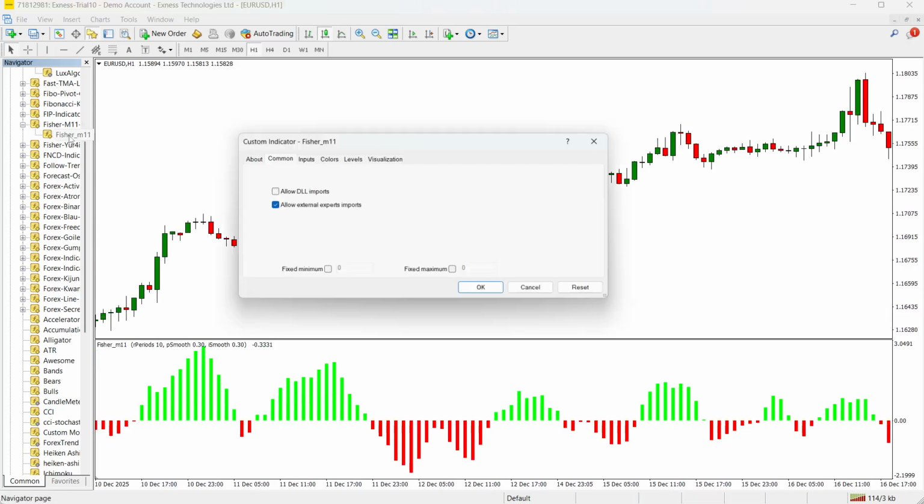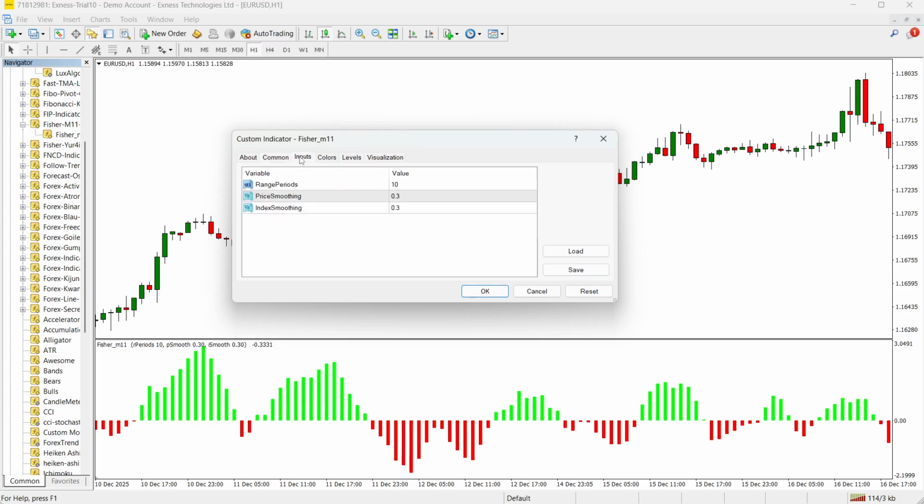As for the indicator settings, let's look at the inputs. So the range period sets how many bars are used to calculate the Fisher transform, directly controlling how sensitive the histogram is to recent highs and lows. Shorter periods react faster, longer periods are smoother but slower.